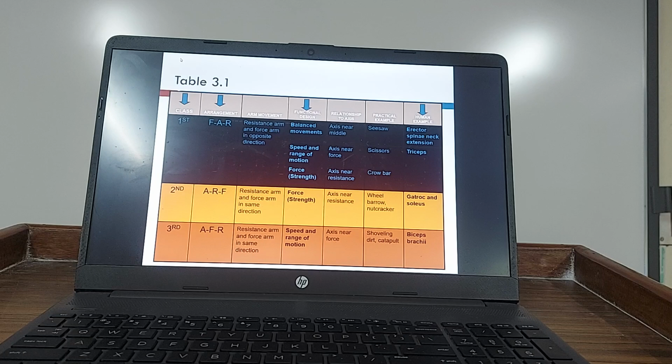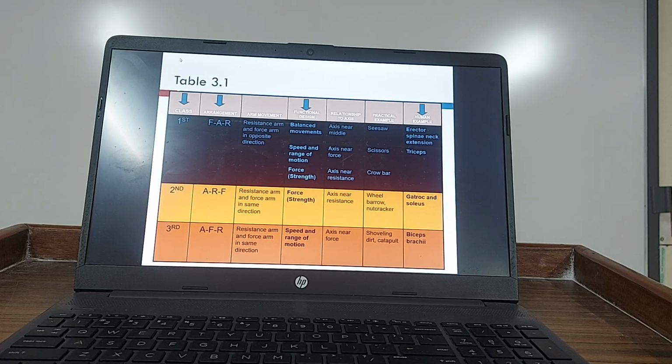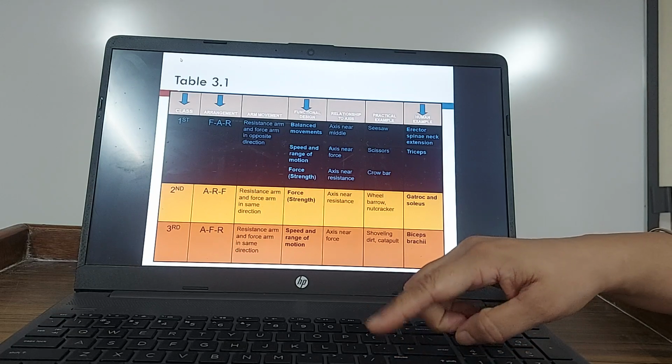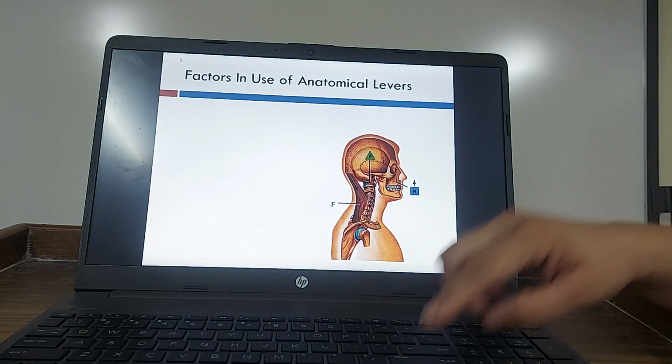Okay. Now, the third order lever is when the force or the effort is in between the axis and the resistance, when we aim towards speed and range of motion. And to get the speed and range of motion, the axis is near the force, and we can use it for biceps training. Fine. This is clear?